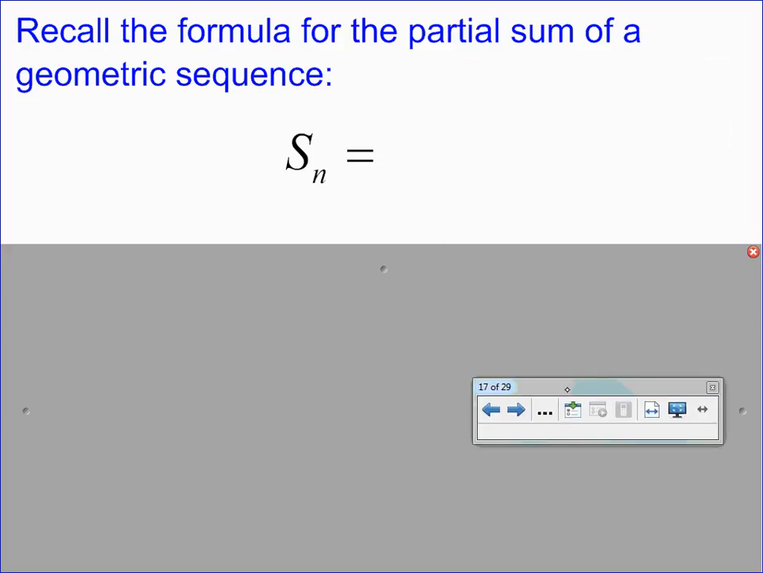All right, so recall the formula for the partial sum of the geometric sequence. Let's see if we can generalize this. This was your Bellwork. If we sum up n terms in a geometric sequence, we know that the sum would be g sub 1 times quantity 1 minus r to the n all over 1 minus r.